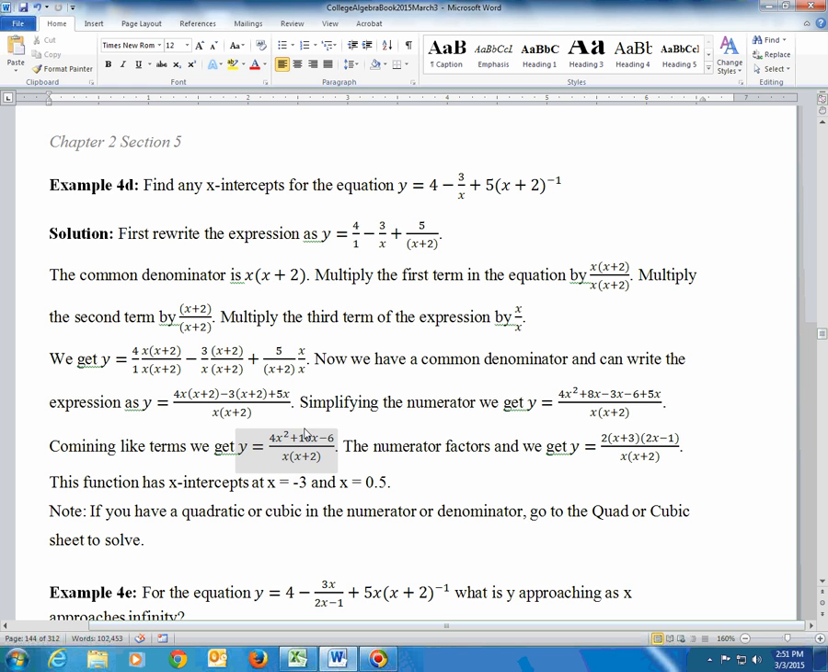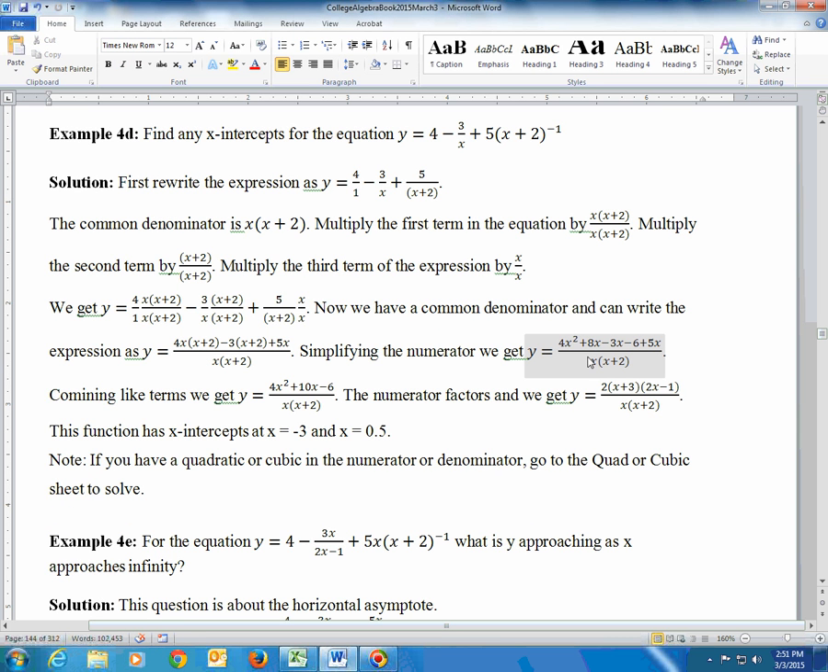Now just distribute across. So 4x distributed across, that will give you 4x squared plus 8x. Take the minus 3. A lot of people forget to distribute the negative. Negative 3 times the x plus 2 will give you negative 3x minus 6. And then the plus 5x. So now we're just combining like terms here. So the 8x minus 3x is 5x plus 5 more x puts you to 10x. So we get this right here.